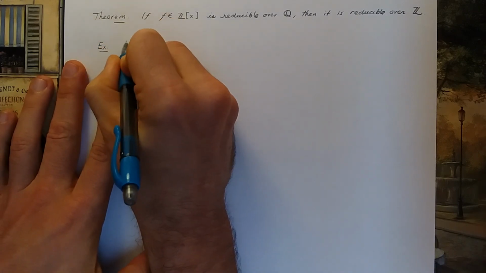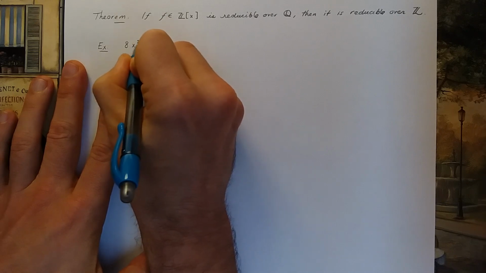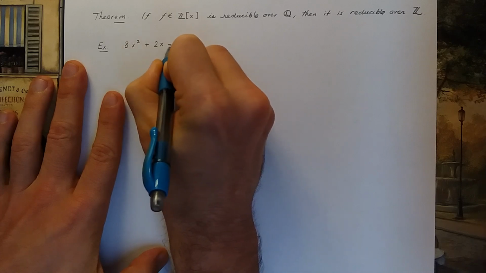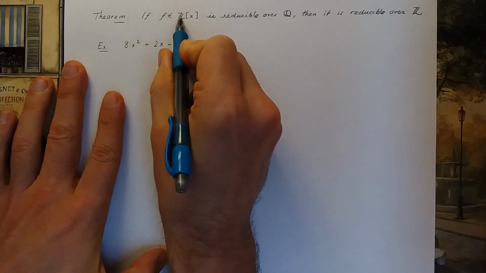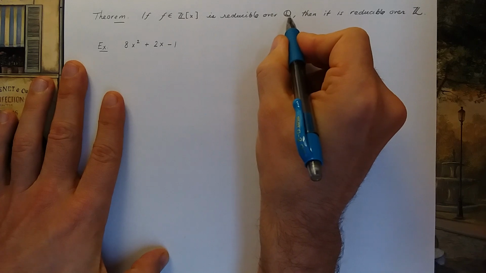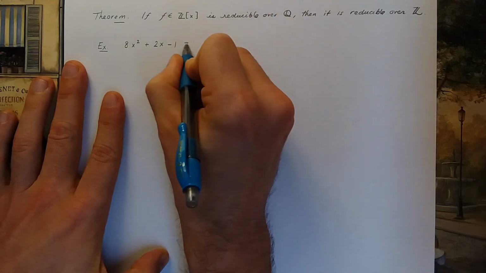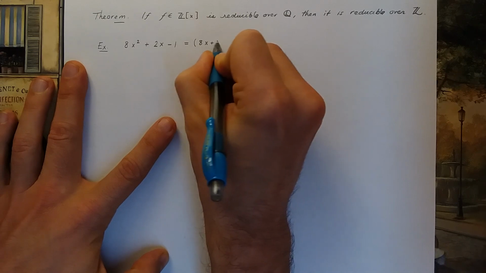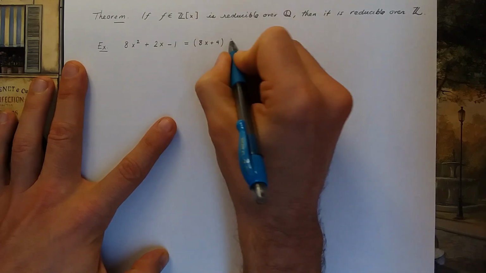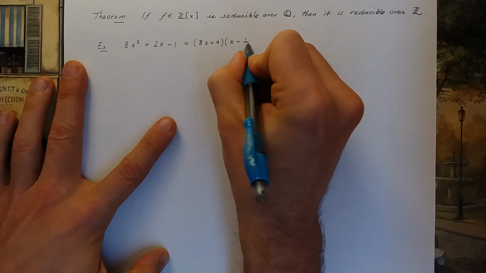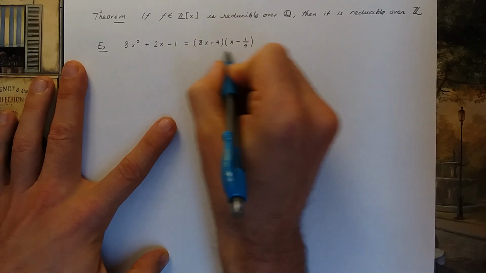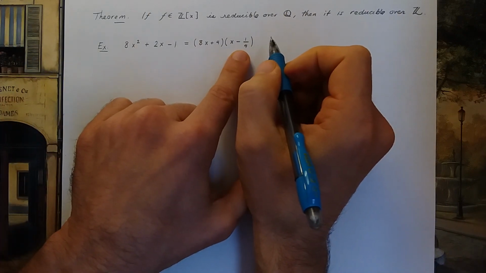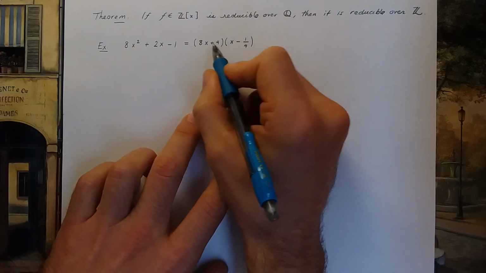So for example, I could take 8x squared plus 2x minus 1. That's a polynomial with integer coefficients, and you could factor it over Q. I could write this as 8x plus 4 times x minus 1/4. And if you distribute, you could see you get this polynomial back. So I used rational coefficients, but I didn't really need to.